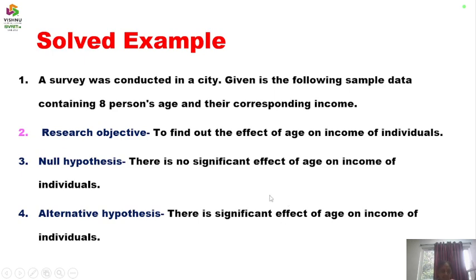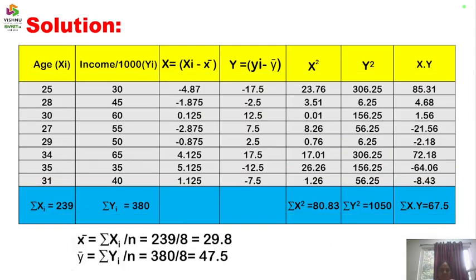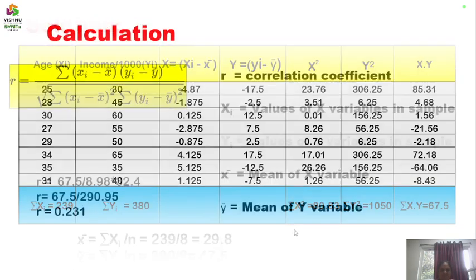So against the null hypothesis, we are going to see there is a significant effect of age on the income of individuals. Now we can see the solution, how you are going to solve it by using the correlation. The x values we are putting here, and the y values, income, also we are putting. Now we are taking the mean, x minus x bar, and the same for income, y minus y bar, and taking the x square and y square values by tabulating this data in tabular form, and we are getting the x bar value and the y bar value.